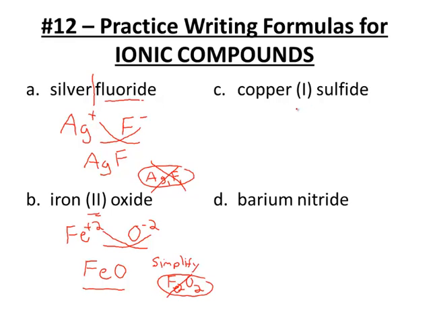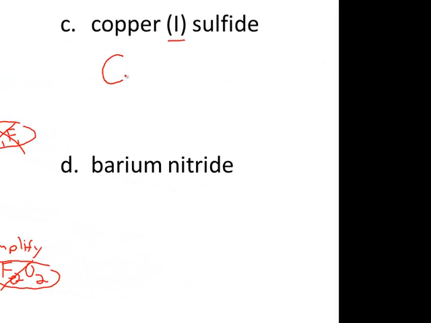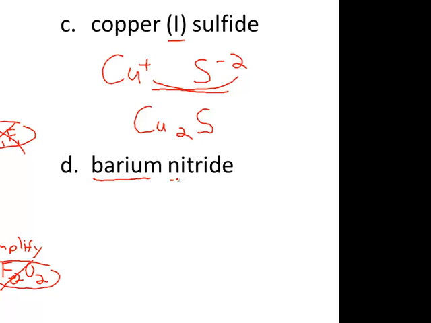Copper 1 sulfide. Copper is a +1 charge in this case. Sulfide, sulfur, -2 from our periodic table. So when we crisscross, it's going to tell us we need 2 coppers and 1 sulfur, Cu2S.